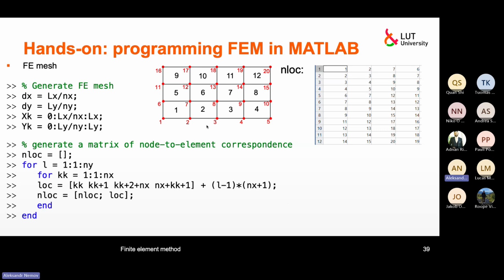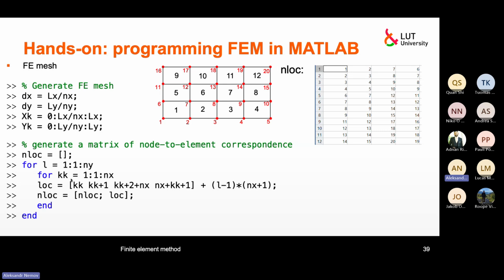Okay, quite straightforward. Of course, you can use a different order of how you number nodes, but this is a simple example that we can come up with. And so in this loop, I make this nlog matrix, which essentially describes which node numbers belong to which element. Like this element number 6, it includes nodes 7, 8, 13, and 12. And if we look at it here, element number 6, it's 7, 8, 13, 12 in this order.